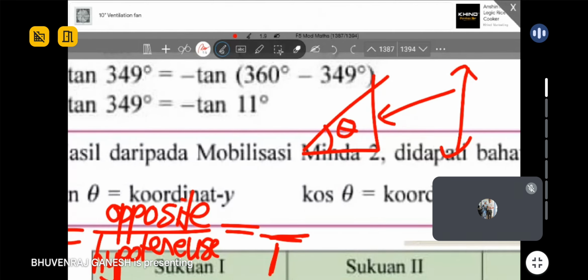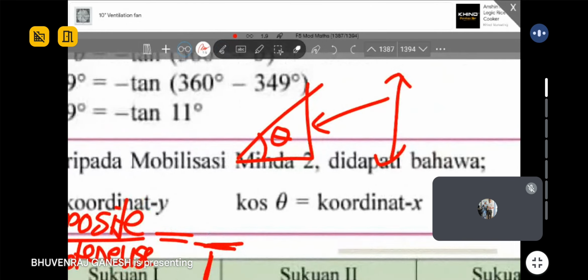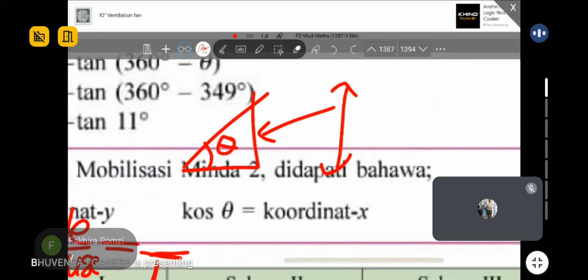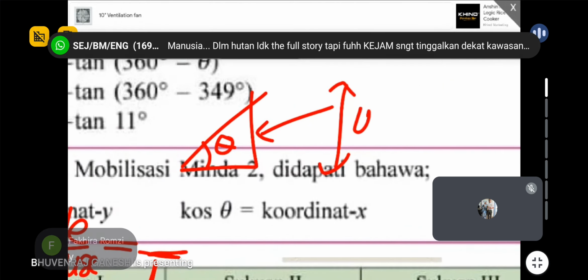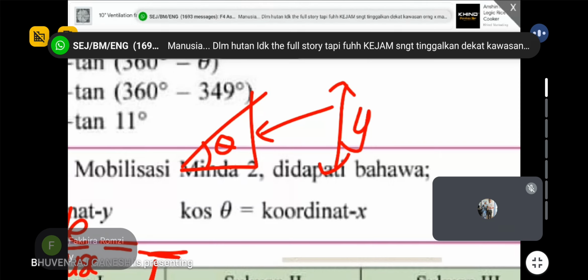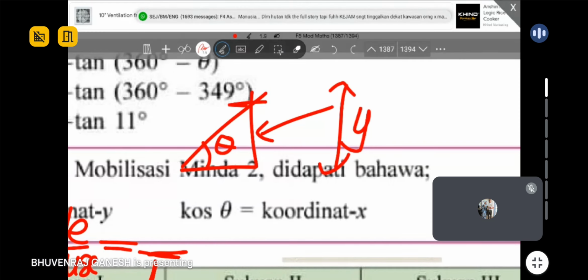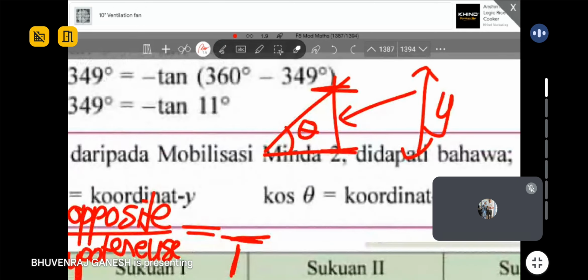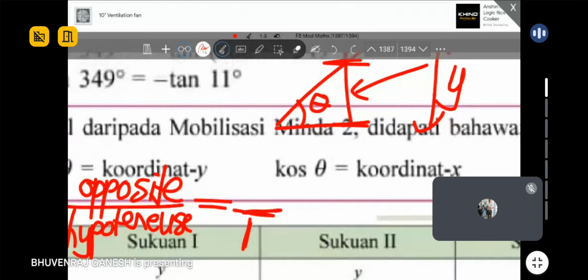Adakah dia merujuk koordinat Y atau koordinat X dalam sebuah segitiga kalau dia menegak? If it's a vertical line, yes. Vertical line we will use Y. Okay, because the coordinate here is referred to Y coordinate. So guys, Y divided by 1. Kamu dapat apa?